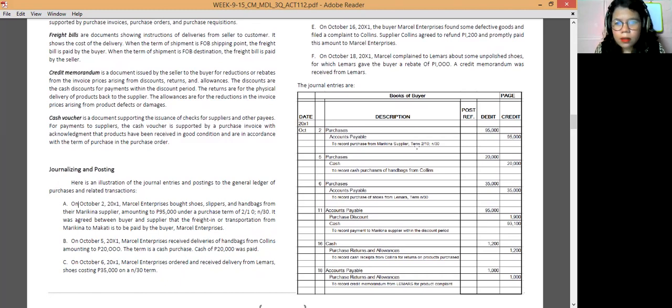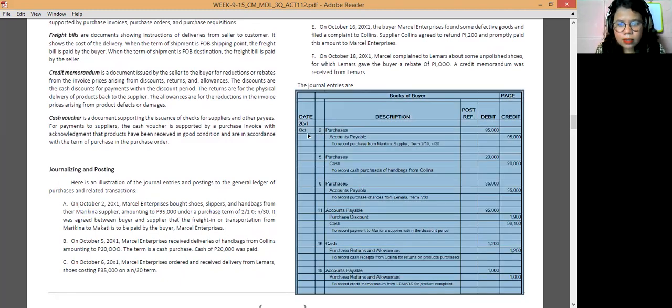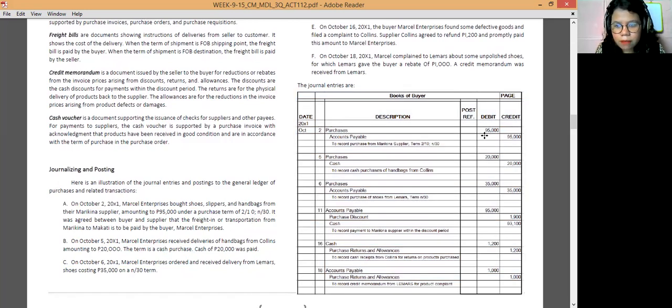So, ito po yung illustration natin dyan. So, October 2, purchase worth 95,000, accounts payable 95,000. So, accounts payable, ibig sabihin, meron po tayong babayaran, may obligation po tayo under that supplier. Okay, so to record purchase from Marikina supplier, term 2/10 and N30. Okay, so a short description.